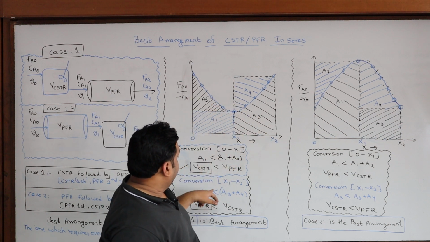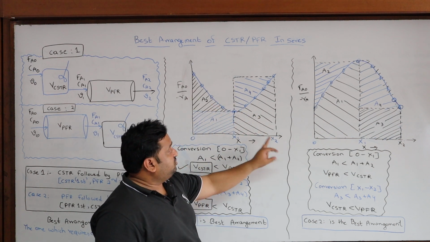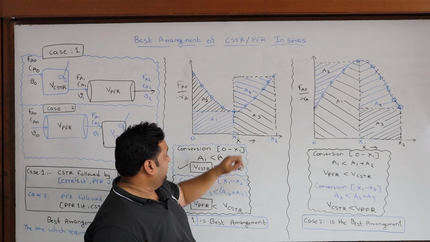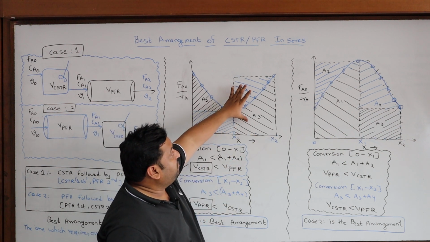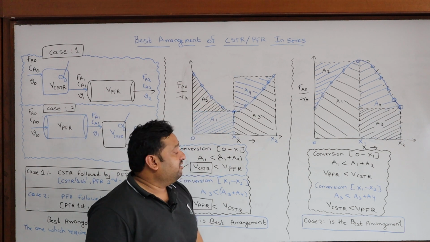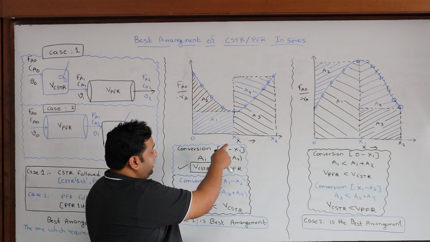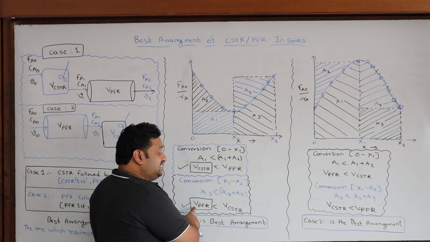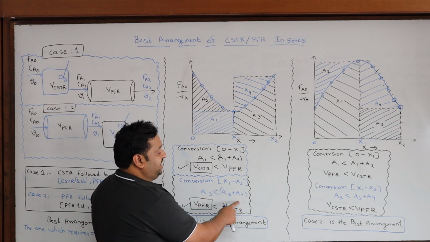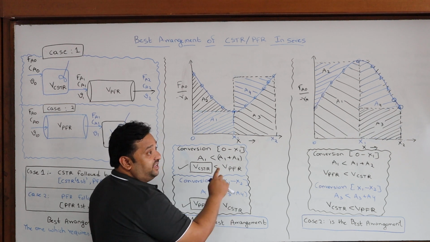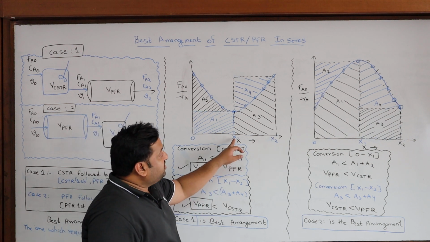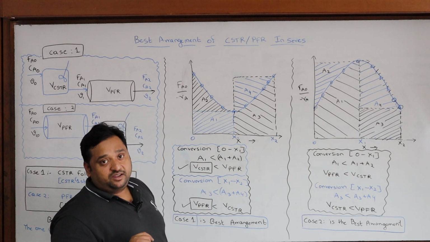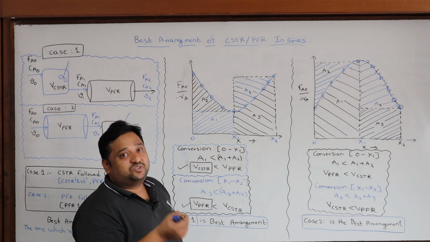Now imagine, for the conversion x1 to x2, A3, the area under the curve, is less than A3 plus A4. A3 plus A4 is my rectangle. That means A3, under the curve, is nothing but the volume of the PFR, which is less than the volume of the CSTR. That means A3 is less than A3 plus A4. So for the conversion x1 to x2, PFR is the best because PFR is giving less volume.